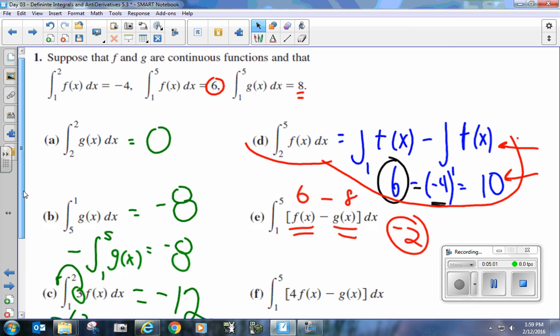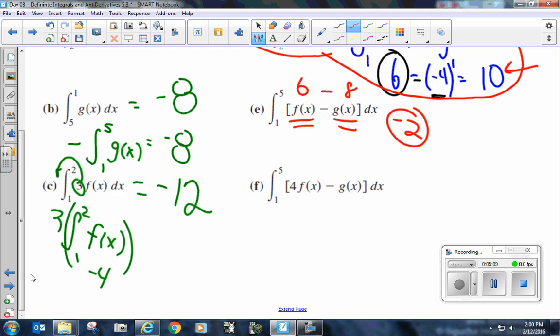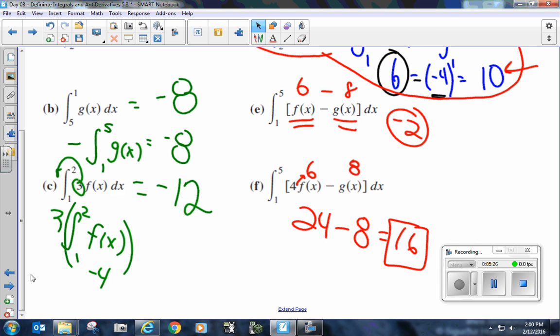new one. Low and easy. It's the combination. The same thing we just did. We can actually use E to do F. F from 5 to 1 is still 6, but I'm multiplying it times 4. G of x from 5 to 1 is still 8. 4 times 6, minus 8. Bam, perfect.